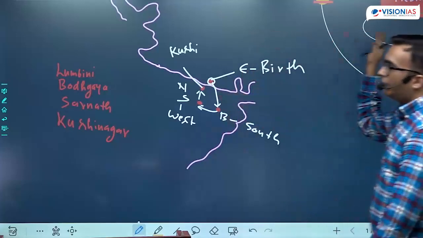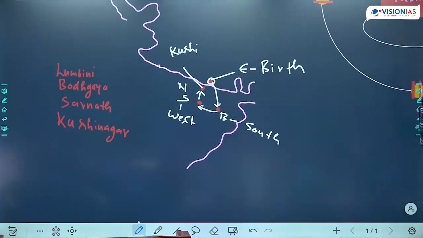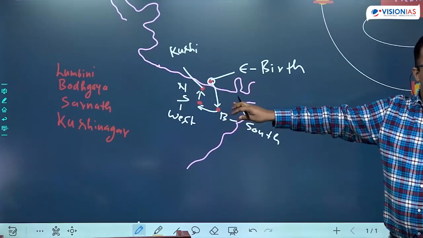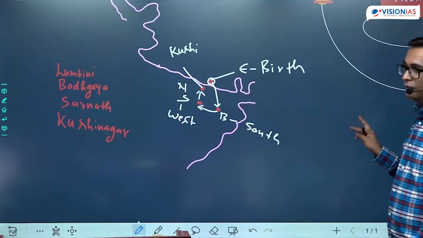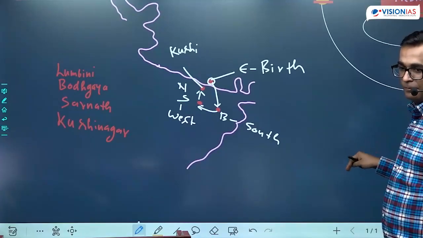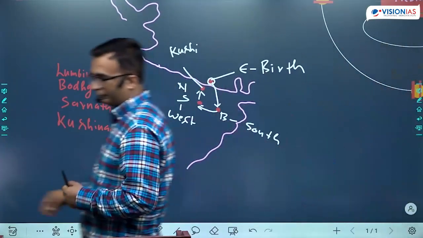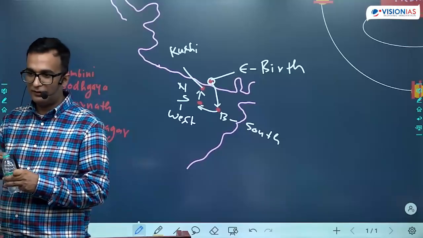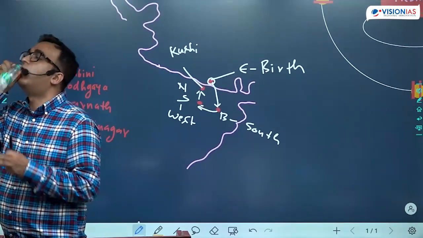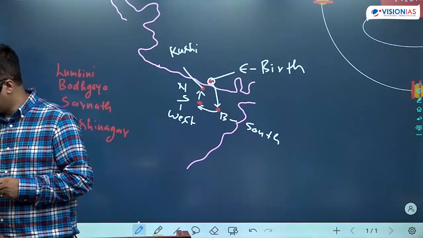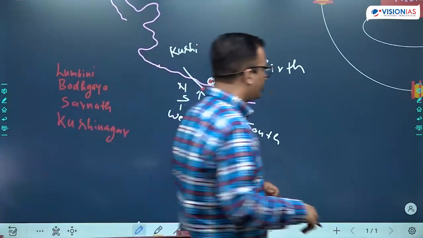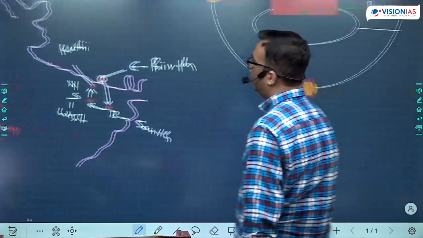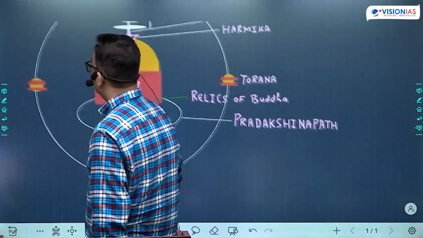So accordingly the gateways inside the stupa are associated with the life events of Buddha. I hope the movement is understood. Then now let's come to the stupa part. I'll bring it later on. Now understand.